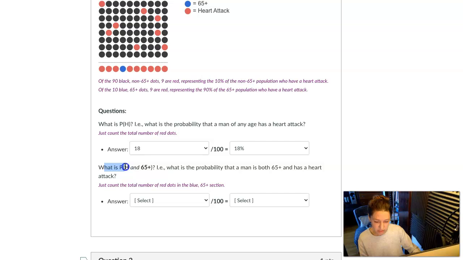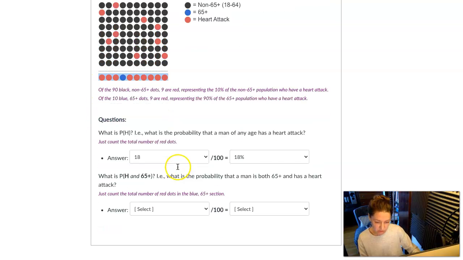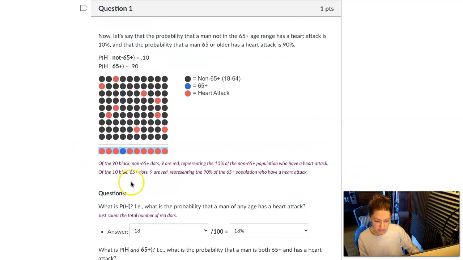What is the probability of being in both groups, of having a heart attack and being in the 65 plus age group? What's the probability that a man is 65 plus and has a heart attack? Well, now we're counting just the number of red dots in this group. So that's going to be 9. And our point here is just that this isn't more likely than the whole thing, right?